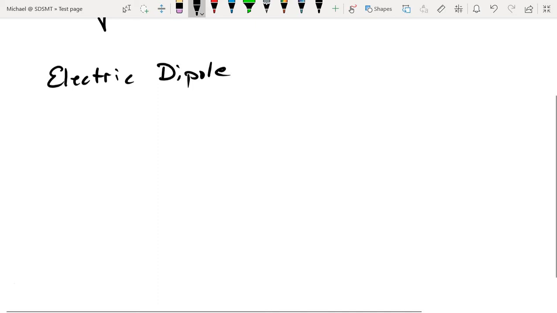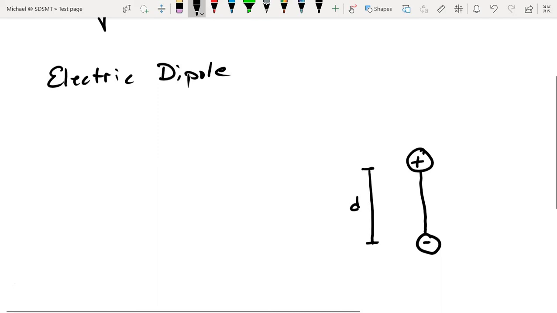And this is a special construct of charges where we have one positive and one negative charge. Each of these is the same magnitude of charge. It's just that one of them is positive and the other is negative. And then they are connected together, or what we could say is that they're separated by a fixed distance that we will call d.